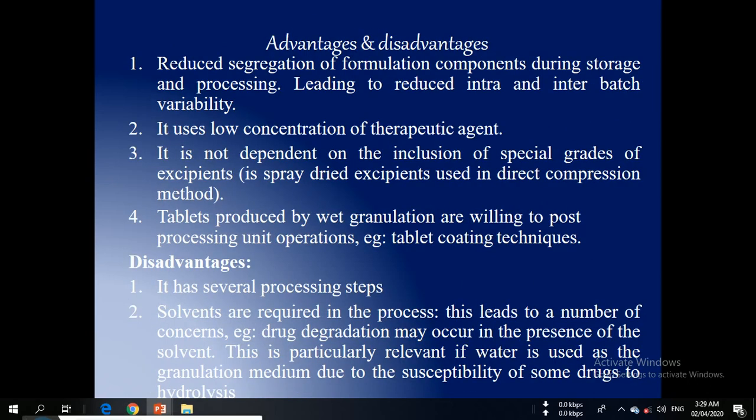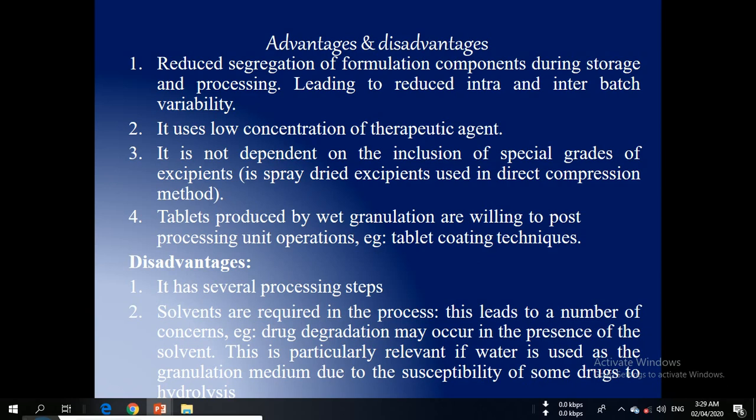Now what are the advantages and disadvantages of the wet granulation method? The first advantage of the wet granulation method is that it reduces the separation or segregation of the formulation components during storage and processing, because it directly leads to reduced inter-batch variability. So there may be chances of fluctuation in the different batches which you are going to prepare.